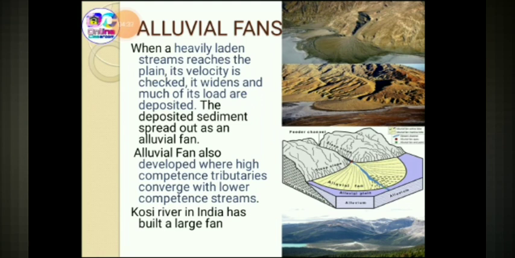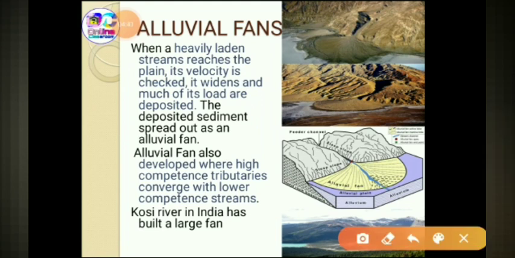These are developed mainly where high competence tributaries converge with lower competence streams. In this diagram, it can be seen that the heavy materials of the river are deposited, giving a fan-like structure. This fan-like structure is called an alluvial fan, formed by the depositional work of the river water. This is an example of the Koshi River in India, which has built a large alluvial fan.